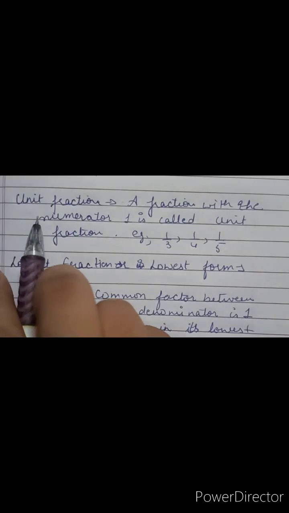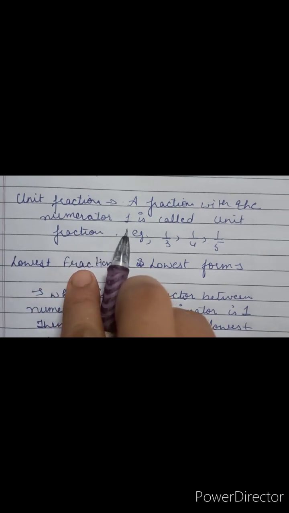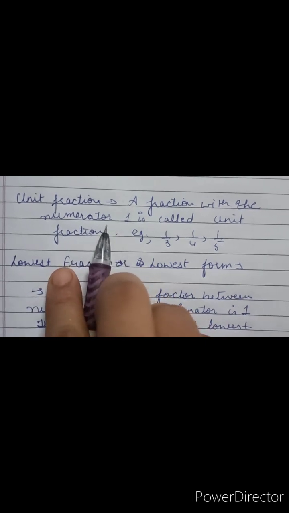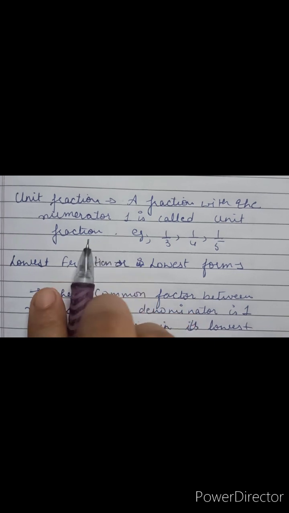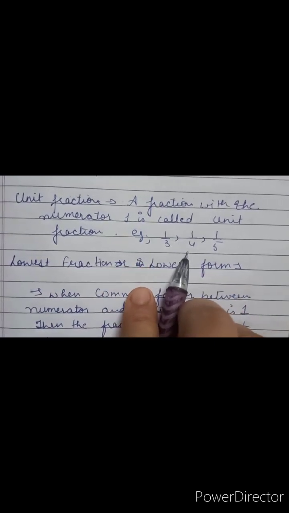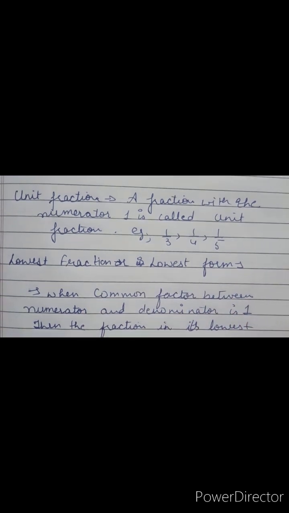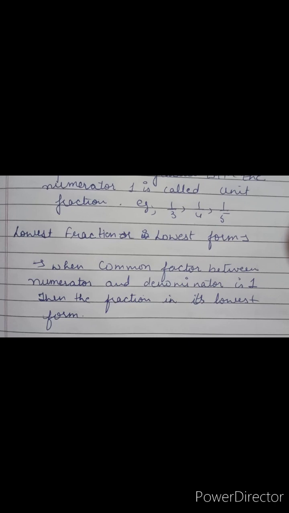Next we have unit fraction. A fraction whose numerator is 1 is called the unit fraction. 1 by 3, 1 by 4, 1 by 5. Okay, next we have lowest fraction or lowest form, or we call it a simplest form.